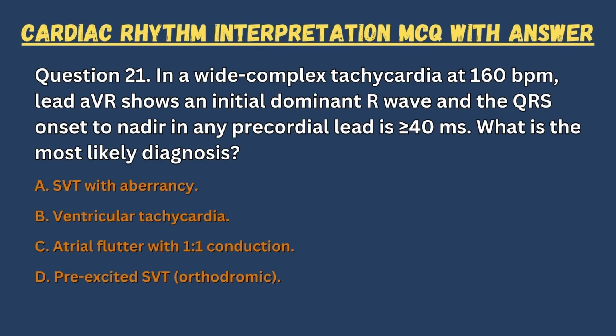Question 21. In a wide complex tachycardia at 160 BPM, lead aVR shows an initial dominant R wave, and the QRS onset to nadir in any precordial lead is greater than or equal to 40 milliseconds. What is the most likely diagnosis? A. SVT with aberrancy. B. Ventricular tachycardia. C. Atrial flutter with 1:1 conduction. D. Pre-excited SVT, orthodromic.